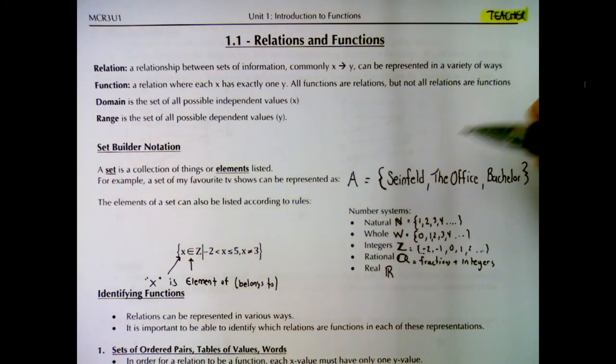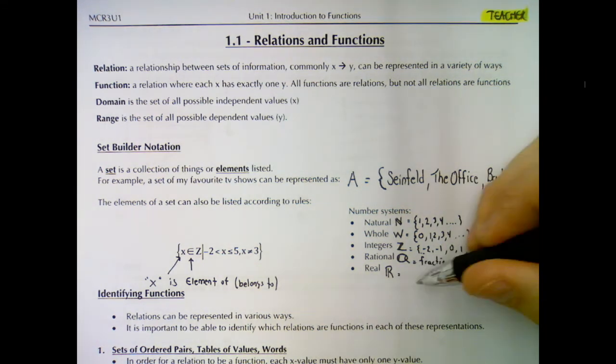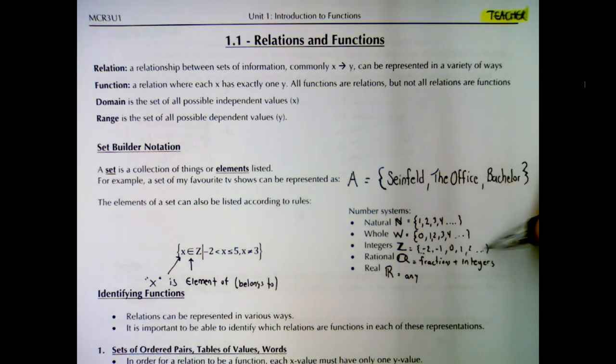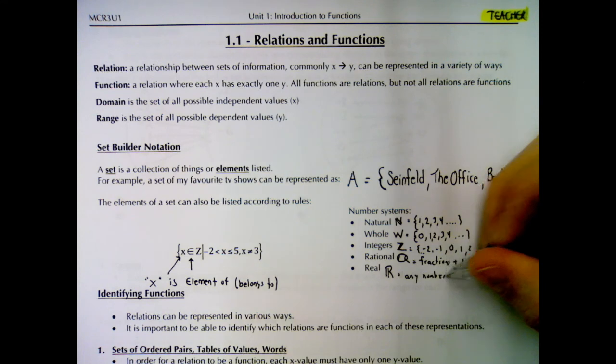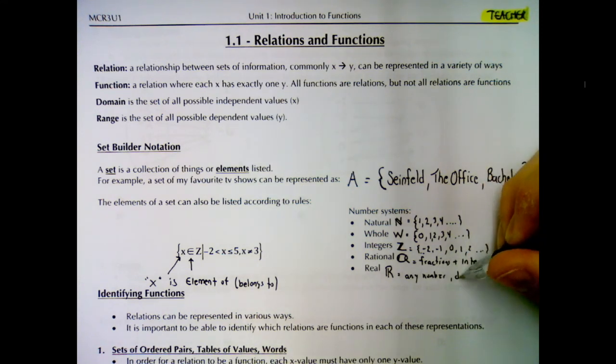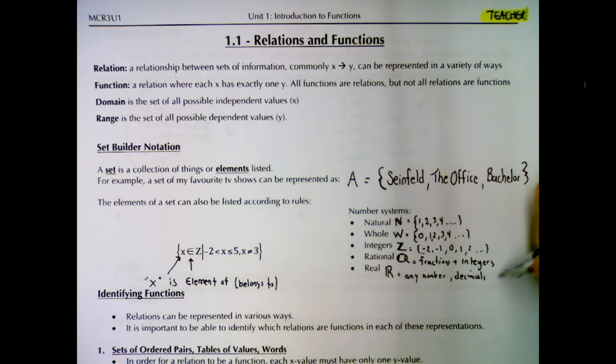And real numbers are any number that you can actually write. So that includes fractions, integers, and then things you can't write as fractions, like pi. So any number: decimals, fractions, and integers.